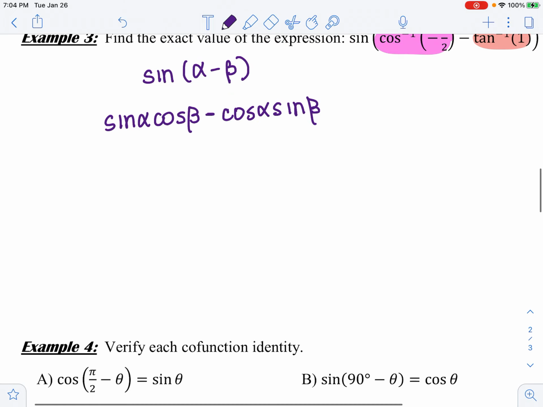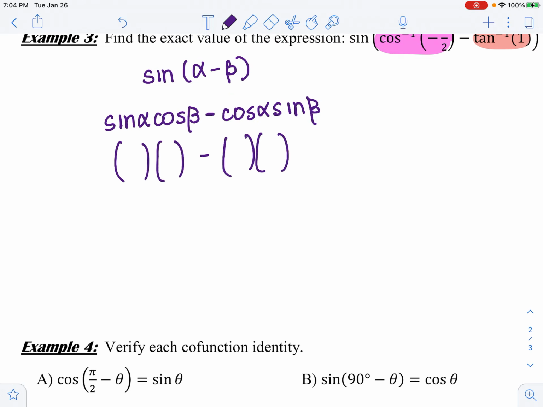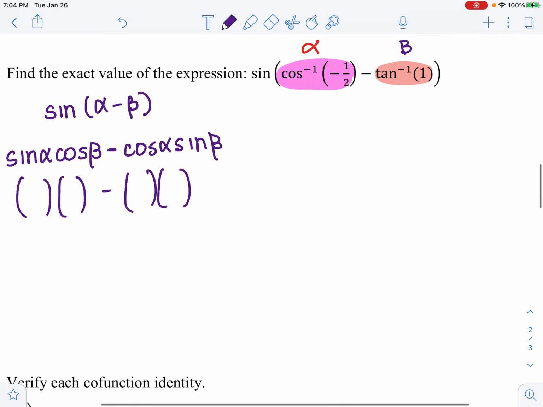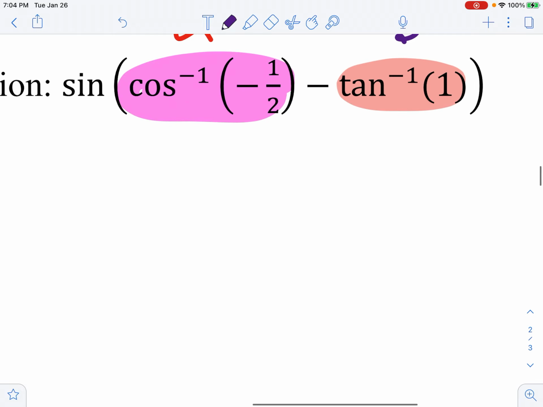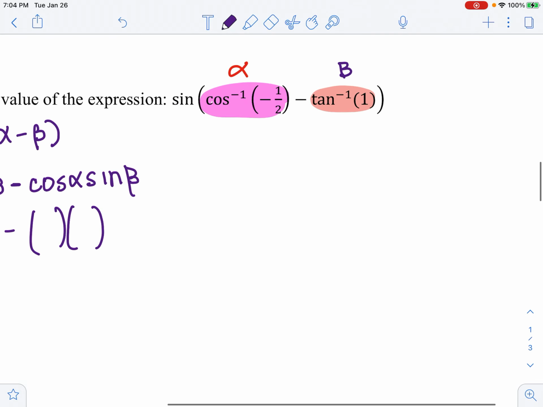So sine, cosine, cosine, sine, alpha, beta, and I kept the sine. All right, I'm good. So I need 1, 2, minus 1, 2. So I need these 4 things. So I need to draw my 2 triangles, the one that has alpha as an angle and the one that has beta. So I'll start with this one right here.